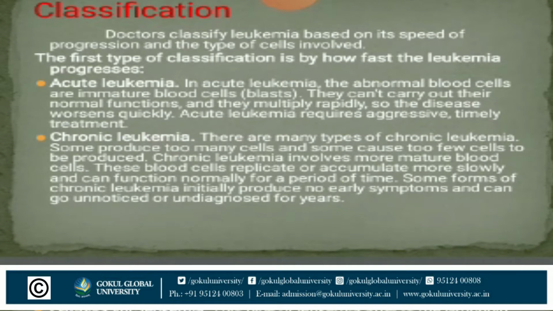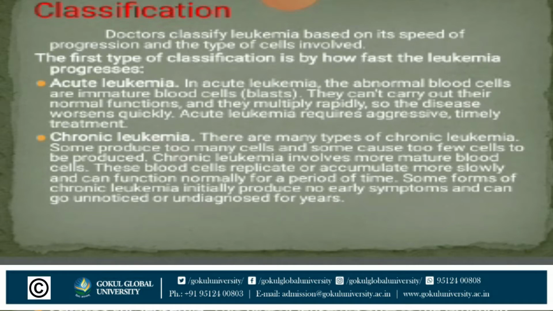In acute leukemia, the abnormal blood cells are immature blood cells. We can see the blasts. They can't carry out their normal functions and they multiply rapidly, so the disease worsens quickly. Acute leukemia requires aggressive, timely treatment.